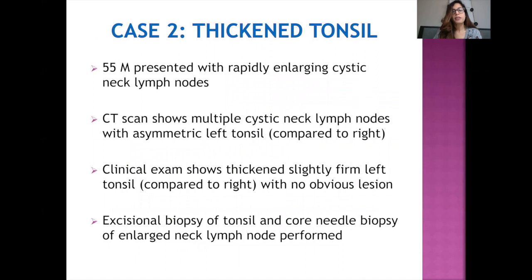Okay, so from that, moving on to the actual oropharynx, we'll talk about this case of a thickened tonsil. A 55-year-old male presented with rapidly enlarging cystic neck lymph nodes. The CT scan showed multiple cystic neck lymph nodes with an asymmetric left tonsil. So the left tonsil was larger compared to the right. Clinical exam also showed a thickened, slightly firm left tonsil with no obvious mucosal lesion. An excisional biopsy of the tonsil was performed, as well as a core needle biopsy of the enlarged neck lymph node.